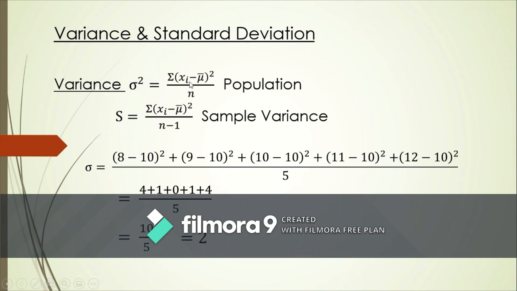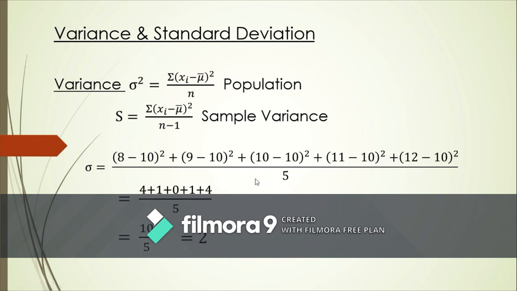For sample variance naman po, you have to subtract lang naman po yung n sa 1. So, yung n natin is 5. So, 5 minus 1 is magiging 4. Kaya, magiging 10 over 4 lang naman. So, pag dinivide, is 2.5 lang naman po.